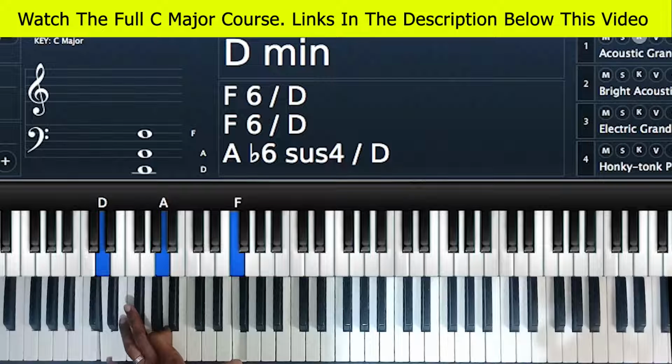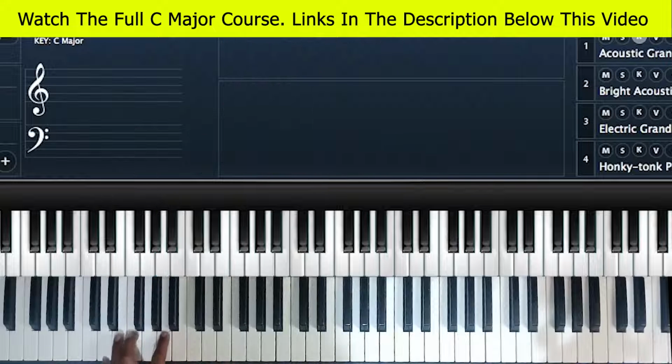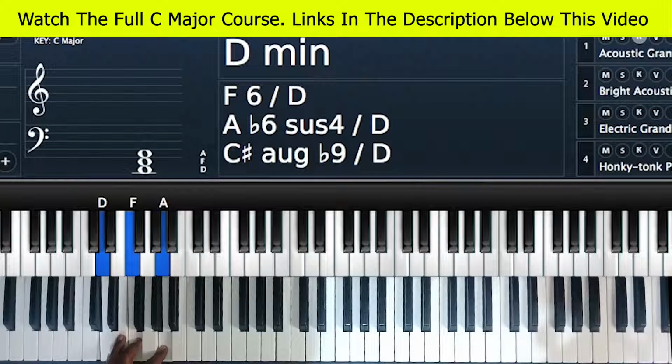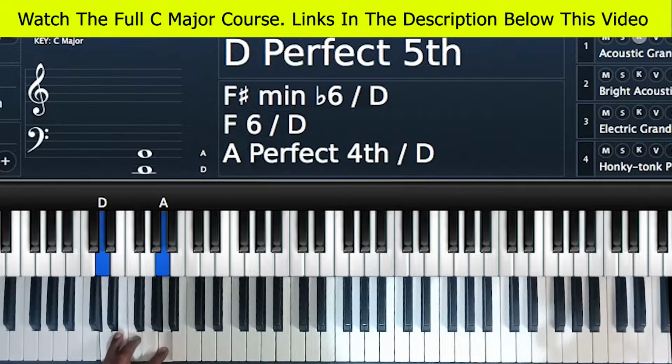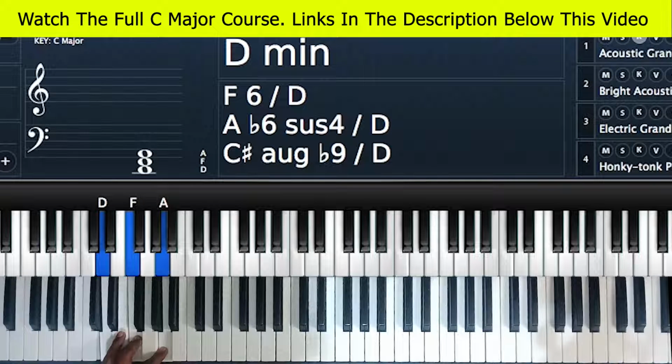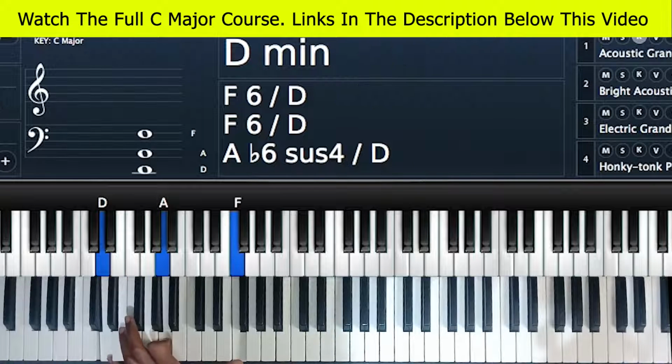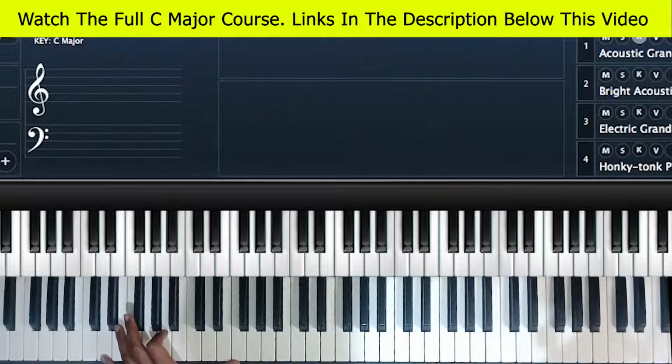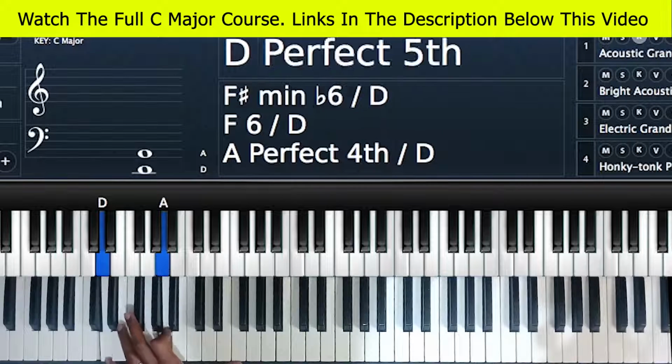This is what we call a drop 2 voicing. Let me explain a little bit about a drop 2 voicing. If you play the root position of D minor, that is D, F, and A, the second highest note is F. Okay, from A downwards, the second highest note is F. So we drop the F and play it as the highest note. So that becomes a drop 2 voicing, D, F, and A.